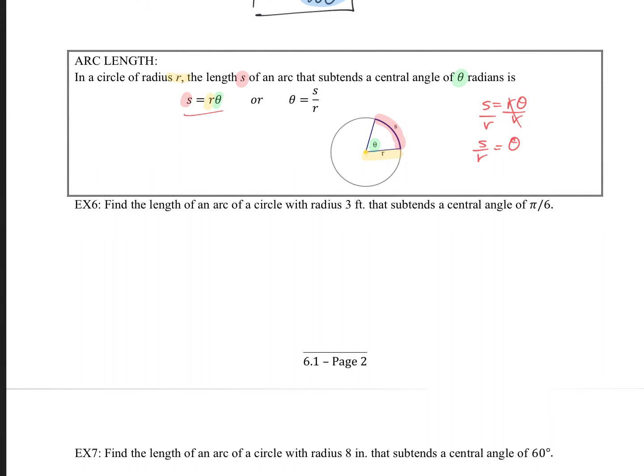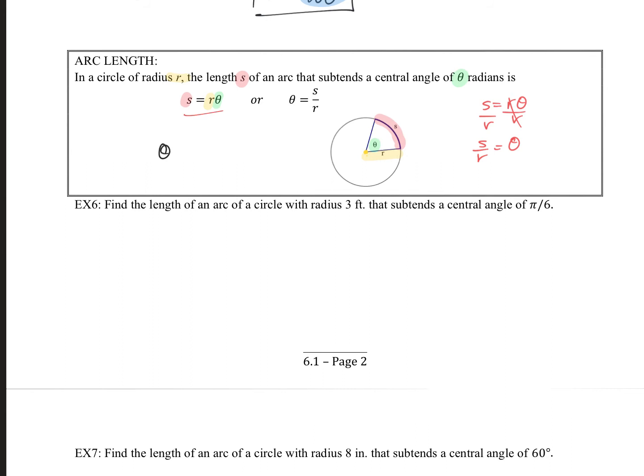So two different versions. Does it matter which one we use? Well, sometimes it's easier to use one over the other, so it does depend on the situation. But they are the same kind of equation. They come from the same thing. So let's look at example 6. Find the length of an arc of a circle with radius 3 feet that subtends a central angle of pi over 6.